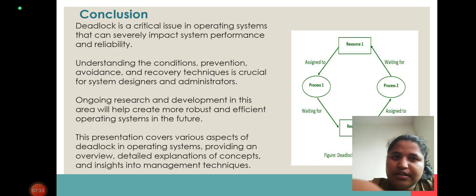Conclusion. Overall, deadlock is a critical issue in OS that can severely impact system performance and reliability. Understanding the conditions, prevention, avoidance, and recovery techniques is crucial for system designers and administrators. Ongoing research and development in this area will help build more robust and effective operating systems in the future.